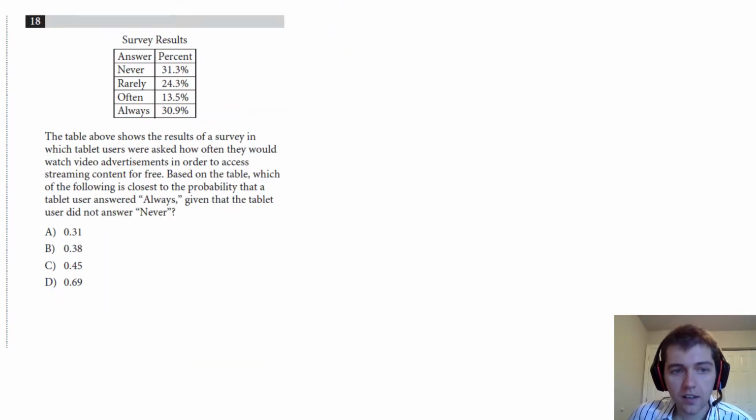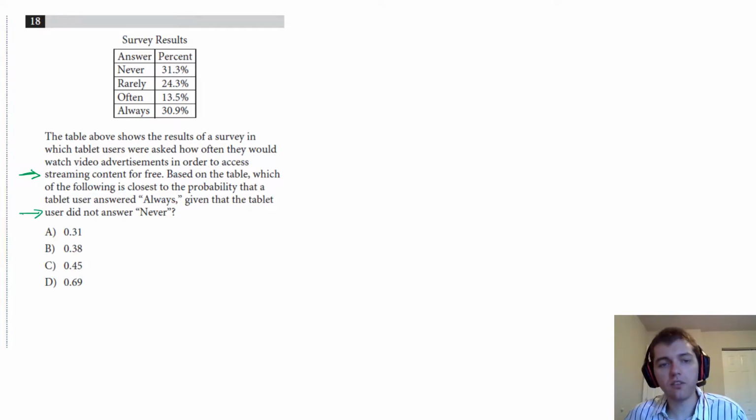Problem 18. The table above shows the results of a survey in which tablet users were asked how often they would watch video advertisements in order to access streaming content for free. Useful, given this will go on YouTube. Based on the table, which of the following is closest to the probability that a tablet user answered always, given the tablet user did not answer never?